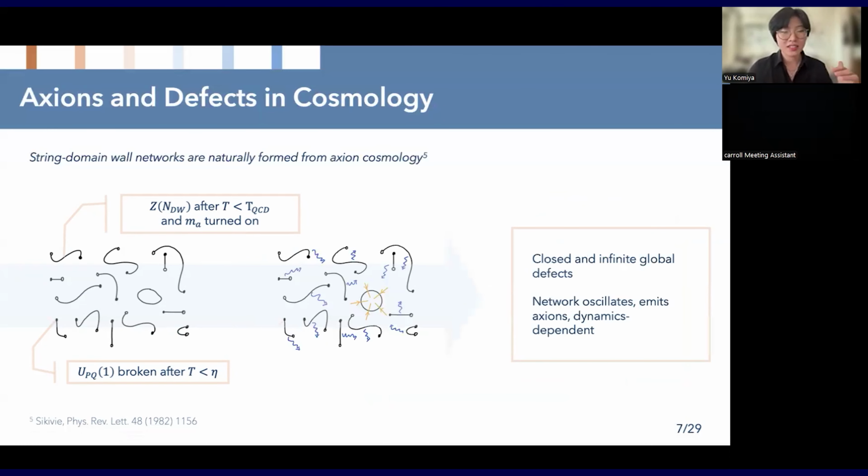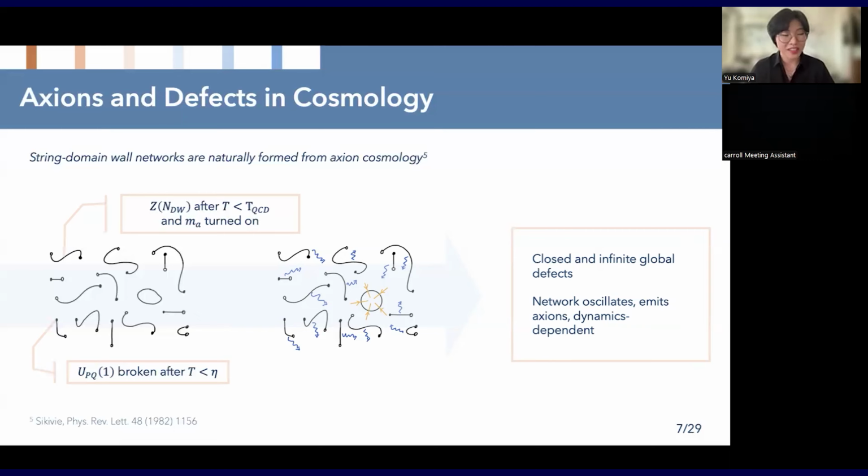So this network that forms is like a string-wall network. It's massive. It's infinite. But along with that, we also generate possibly closed loops. So closed string loops are possible, and also closed spherical domain walls are also possible. And as a whole, this whole network is oscillating and emitting axions, possibly perturbing the gravitational wave background. And also these closed loops are dynamical in their own sense.